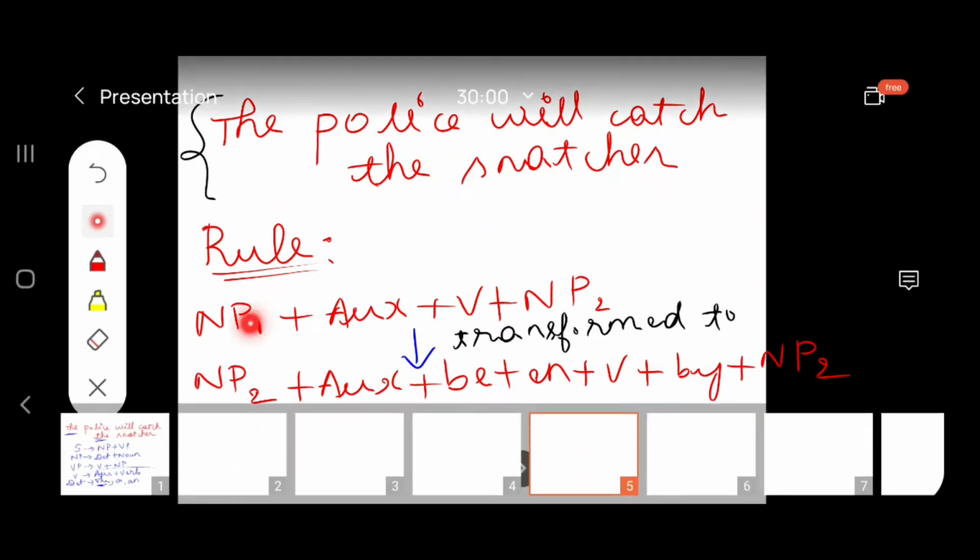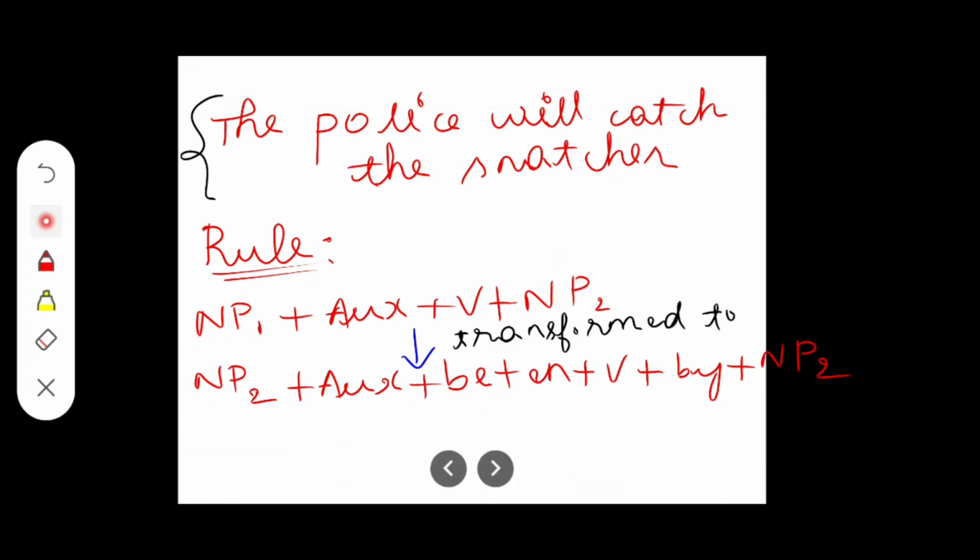So how to convert this using this rule, that is NP2. Here the NP1 is shifted to the first position. This is NP1, and the auxiliary verb remains the same. So be and en will be added, because to change the tenses. Depending on the context and the situation, we'll be changing the tenses. That is why we are adding the words be and en, and the verb. We'll be adding one more word, that is by, followed by NP1. This is NP1. So this is the rule that we are following to transform the grammar. The police will catch the snatcher.